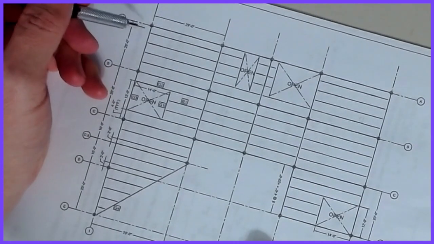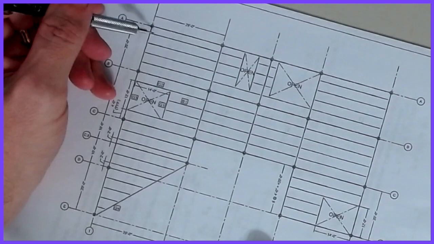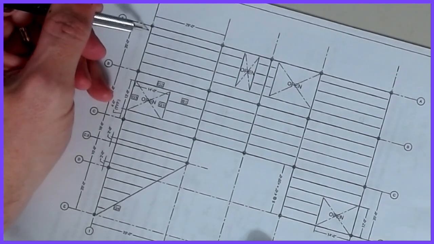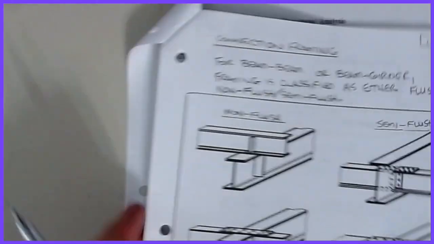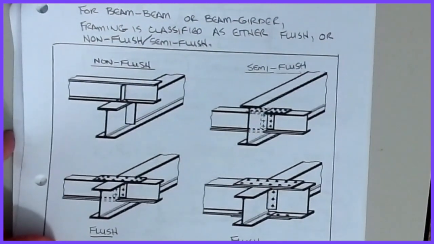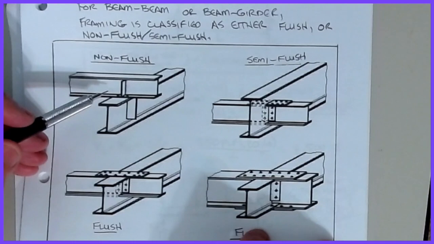Okay, but what we're interested in is how the framing is between this member and this one. How is this beam here connected to the girder on which it sits? It could be different for each end, but that's what we're talking about when we're talking about the framing type. There are a couple of classifications we need to spell out. The two most common ones are non-flush and flush.